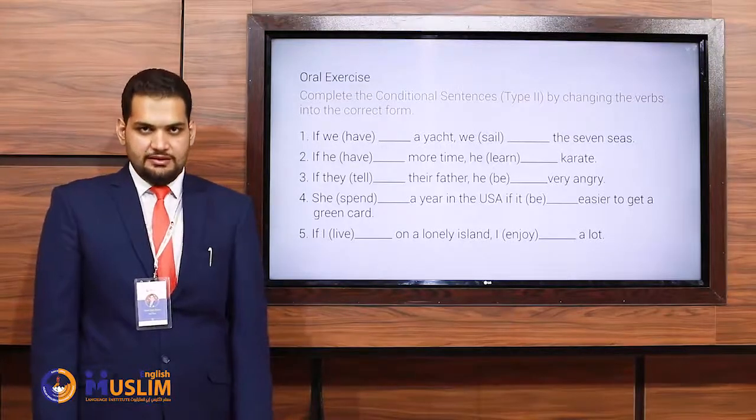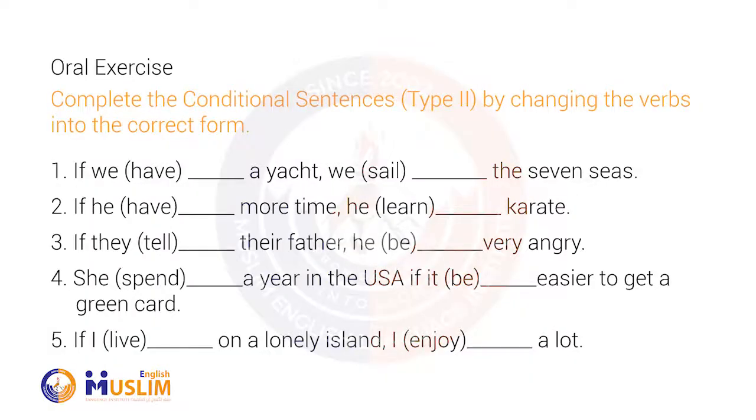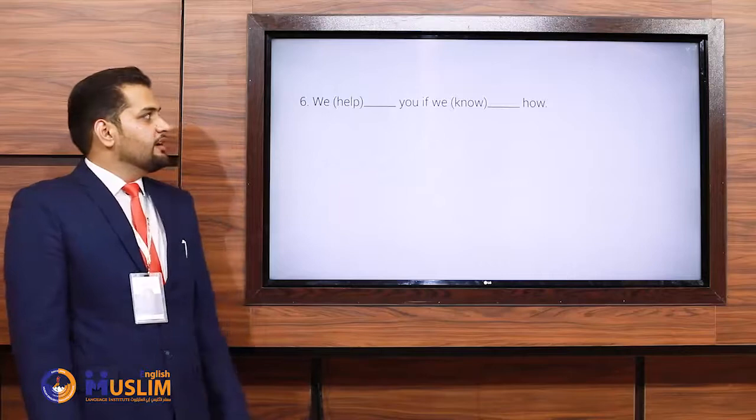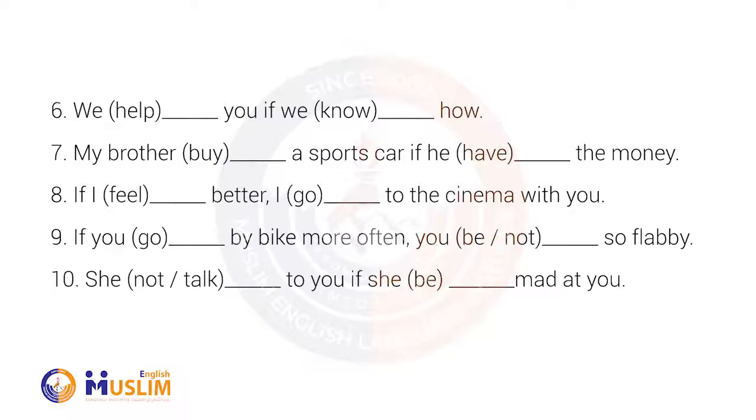Now let's talk about the answers. Number 2. If he had more time, he would learn karate. Number 3. If they told their father, he would be very angry. Number 4. She could spend a year in the USA if it were easier to get a green card. And number 5, if I lived on a lonely island, I would enjoy a lot. Let's have some more sentences.